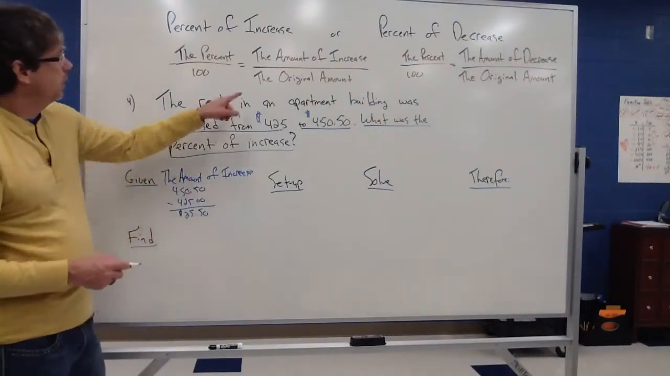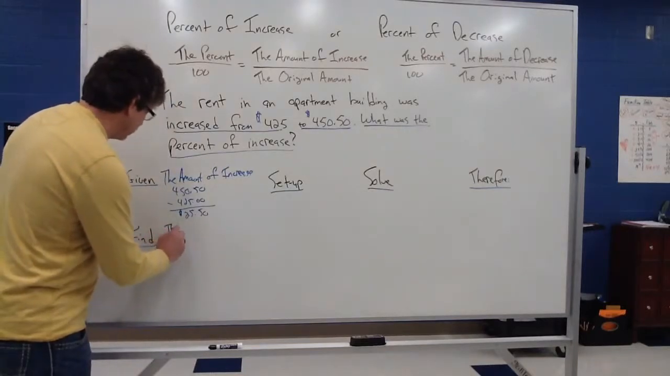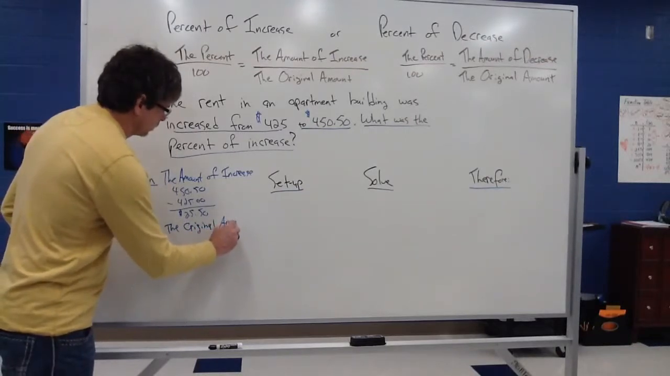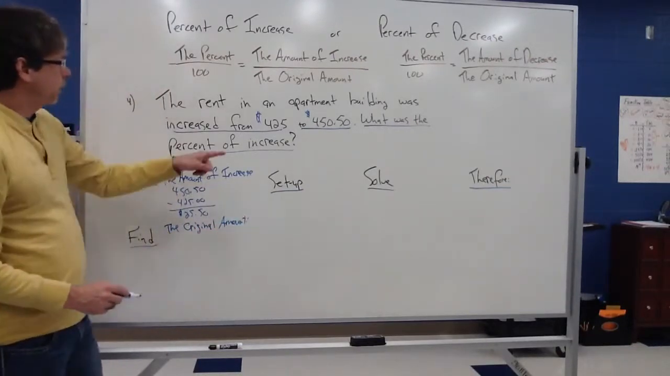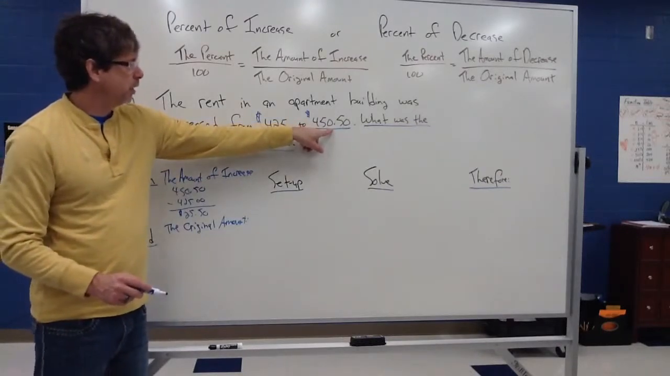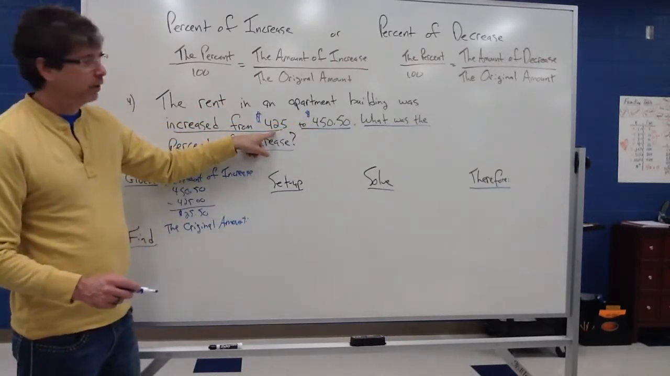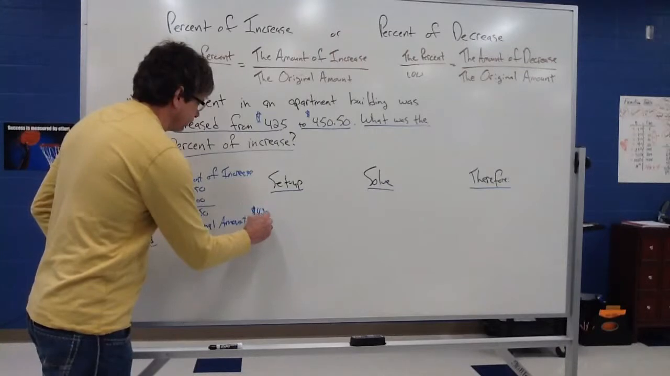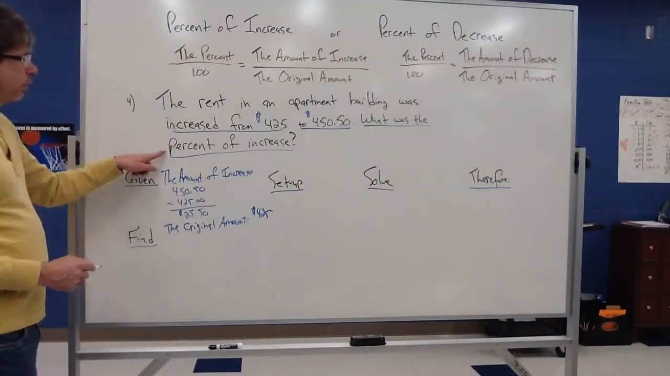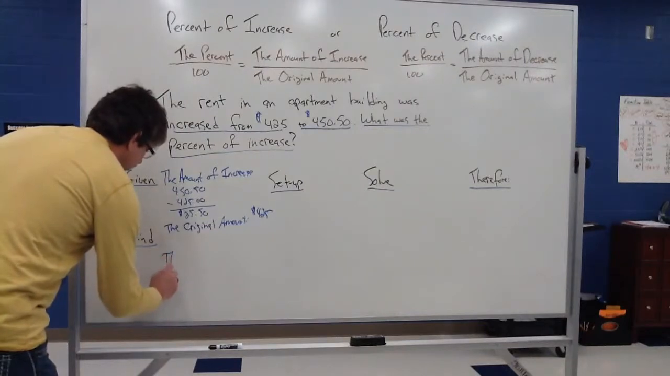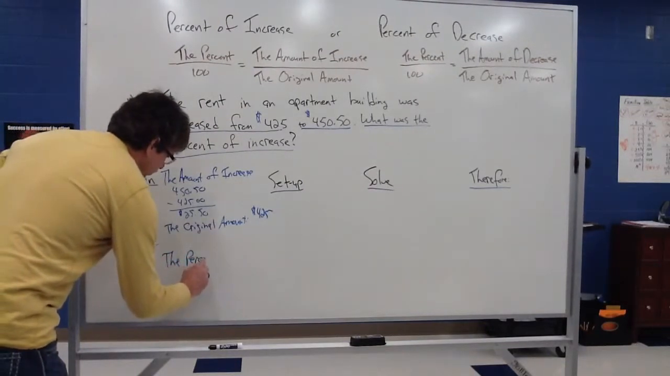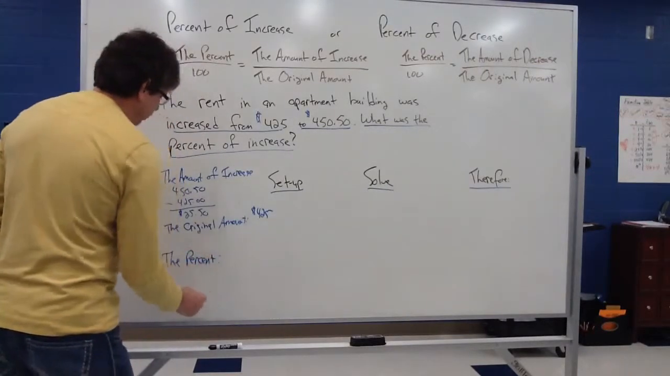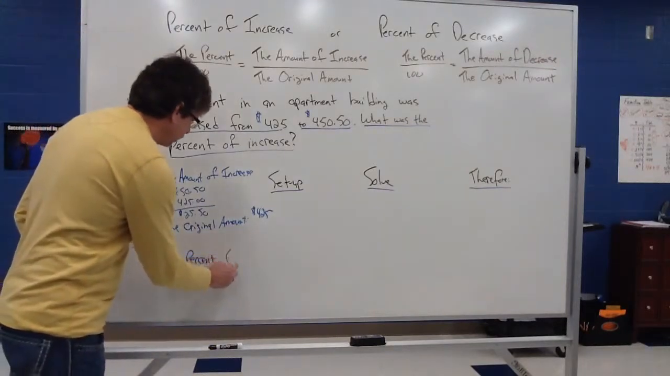The other thing I have to pick up on is I need to know what the original amount was. Well, it went from 425 to 450.50. So the original amount was 425, and this represents the final amount. So my original amount is the $425. Again, what we're looking for was the percent of increase. So we're looking for the percent. And since we don't know that, that's going to be our x.